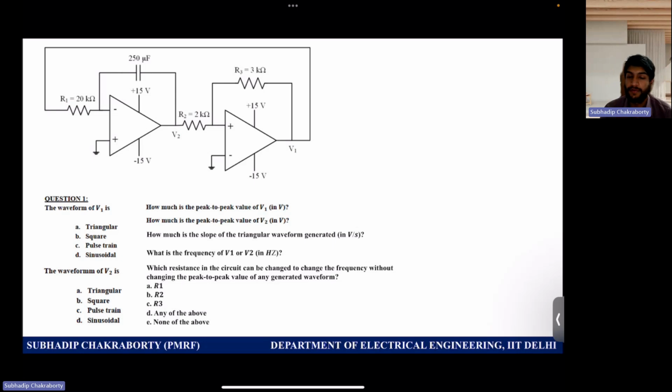So I hope all of you have tried this problem. So let us come to the solution. For part 1, you see that the waveform of V1 is being asked and 4 options are given: triangular, square, pulse train and sinusoidal.